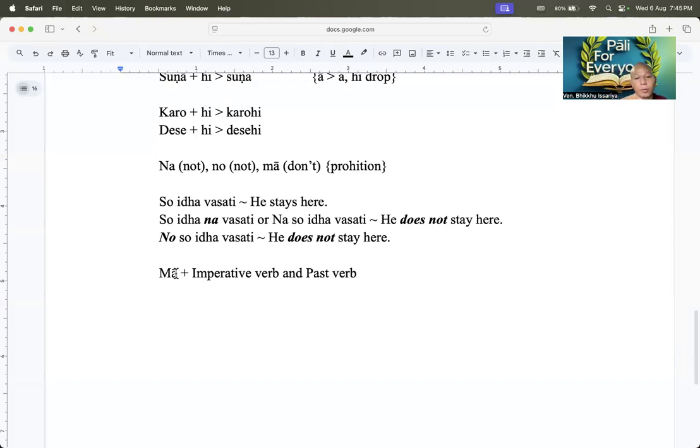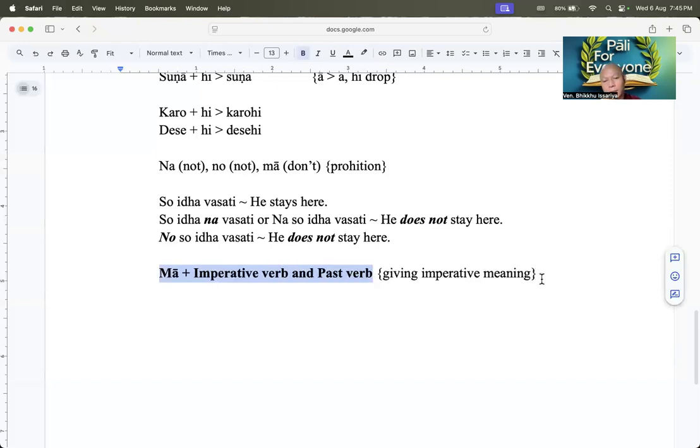But the same meaning, even though you know two verbs, that past verb also gives imperative meaning. Even though it is past tense, it has imperative meaning. So this ma can be used in this way. Past tense we will learn later. Now ma. So for example, ida vasatu.